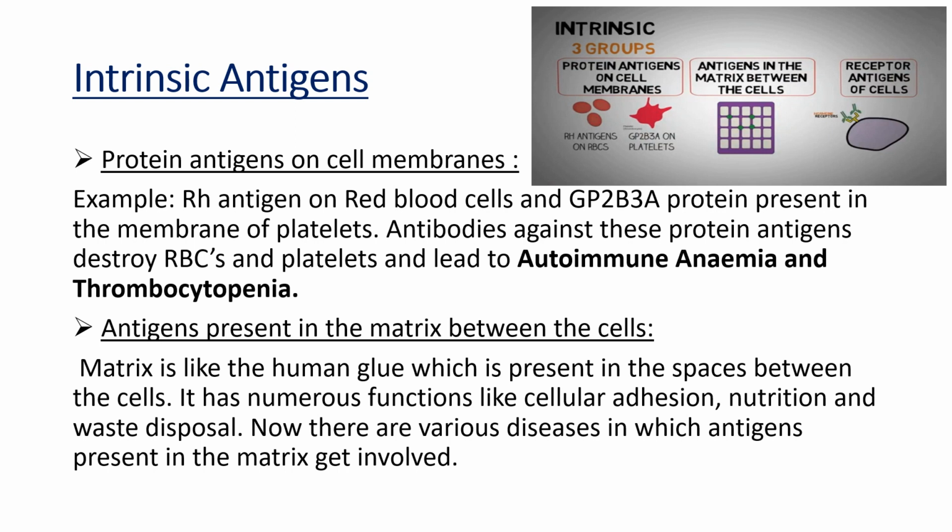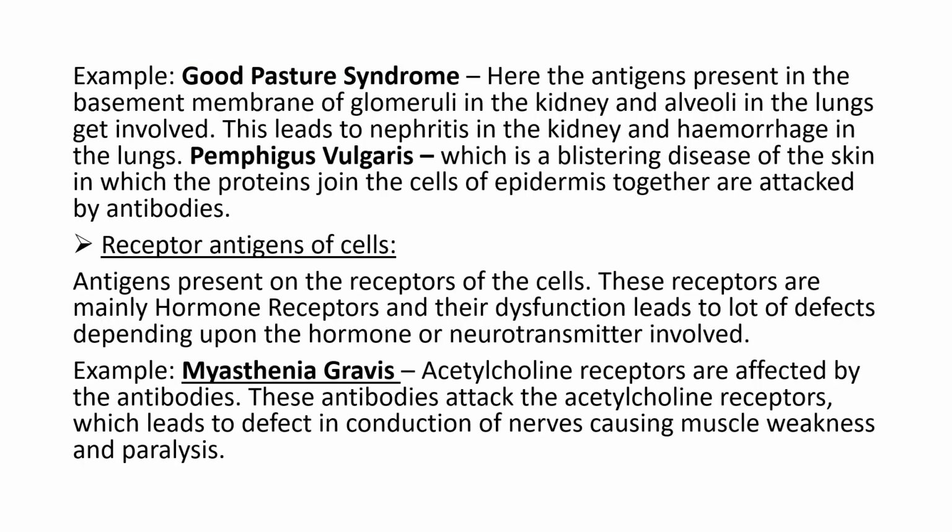Antigens present in the matrix between the cells. Matrix is like the human glue which is present in the spaces between the cells. It has numerous functions like cellular adhesion, nutrition, and waste disposal. Now, there are various diseases in which the antigens present in the matrix get involved. Example: Goodpasture syndrome. Here, the antigens present in the basement membrane of glomeruli in the kidney and alveoli in the lungs get involved. This leads to nephritis in the kidney and hemorrhage in the lungs.